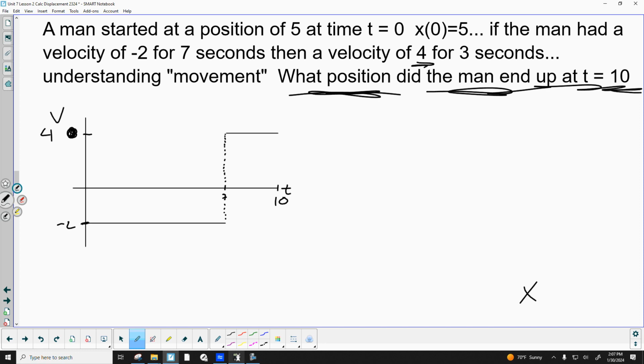Discuss with your neighbors what you see. You don't need your calculator at all because the velocities are constant, but if you want to, you'll get the same numbers. Talk to your neighbors about what happened. Ready, set, go. Go, discuss.